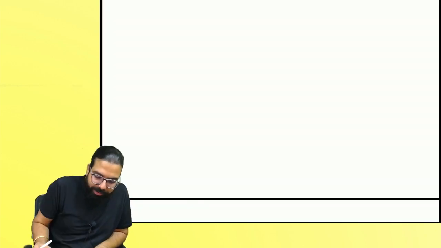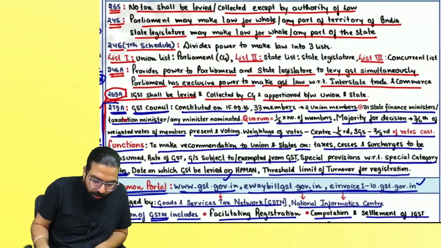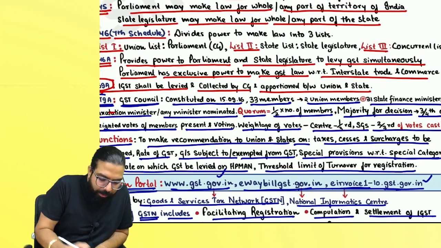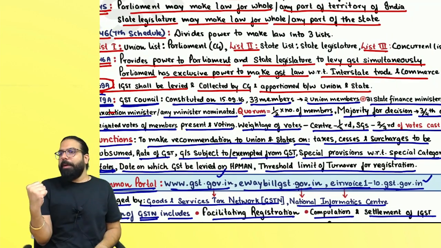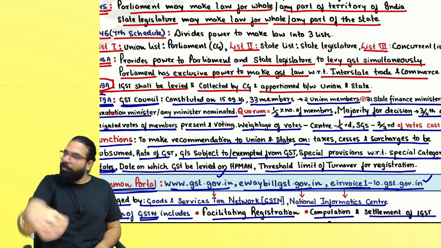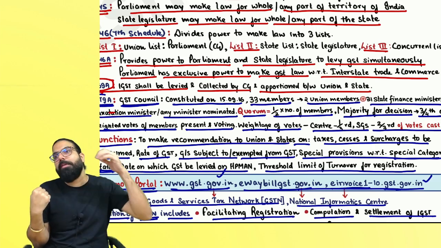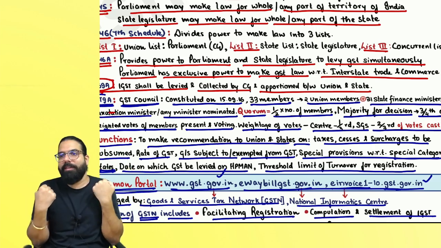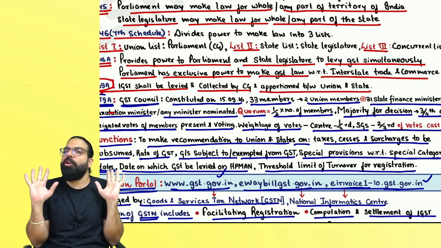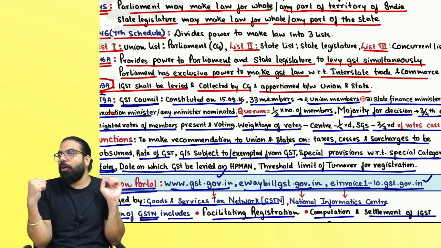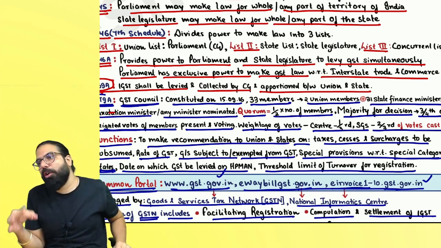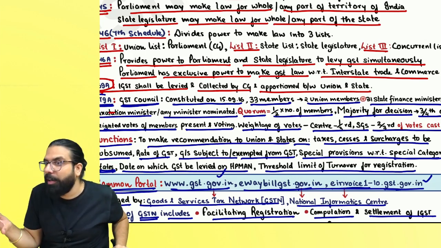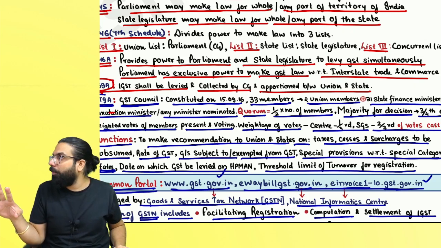What does article 246A say? It provides Parliament the power. Parliament will make the law for CGST, and the state legislature will make the law for SGST. Whenever it is interstate trade or commerce, the central Parliament will make the law, and the state government will never interfere in that.